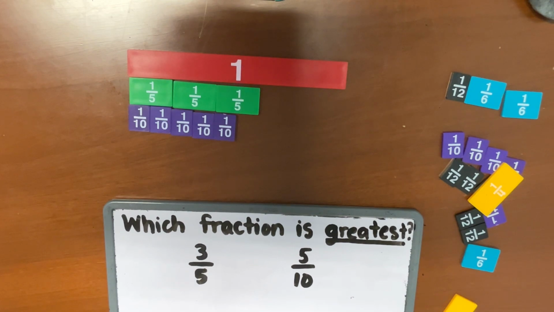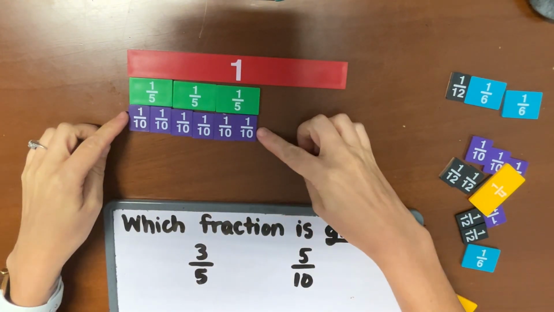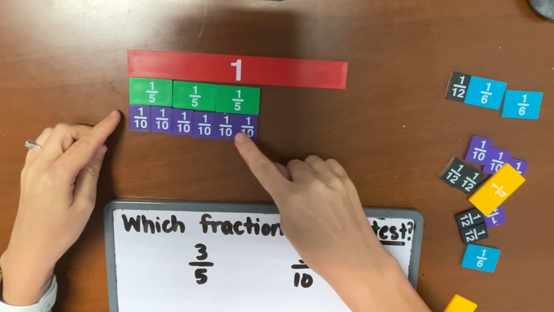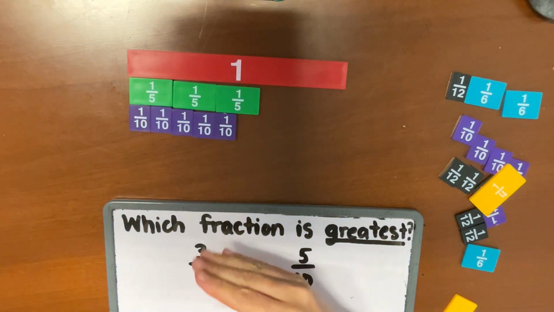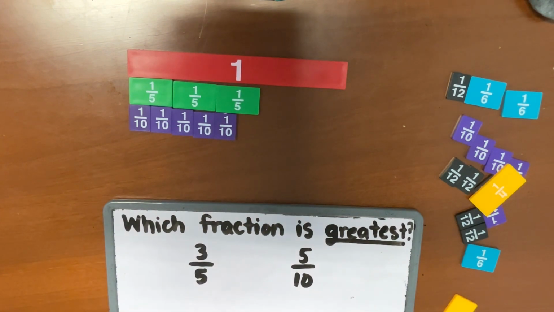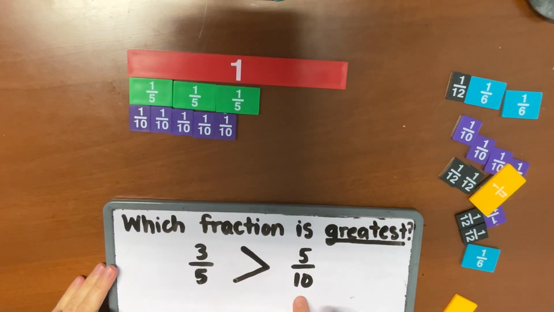How many tenths would you need to be equal to or greater than 3/5? You can test that out as well. Ooh, I notice if I have one more tenth, 6/10 would actually be equivalent to 3/5, but we only have 5/10. In mathematics, we use symbols to show this. Some people think of it as an alligator eating that amount. So I would say 3/5 is greater than 5/10, and I can see it here.